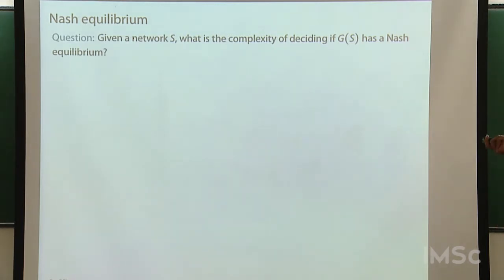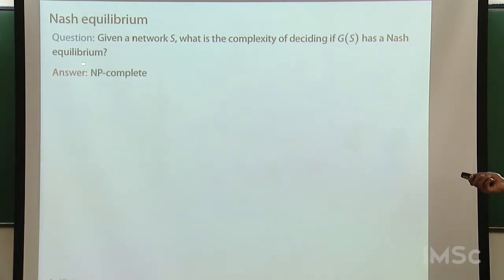So in general it won't hold because this is a counterexample, but are there classes where it holds? Okay, so Nash equilibria may not always exist. So the next natural question is, suppose you are given a network S, is there an efficient procedure to check whether the network has a Nash equilibrium or not? Now this is also not easy. So this is NP complete.